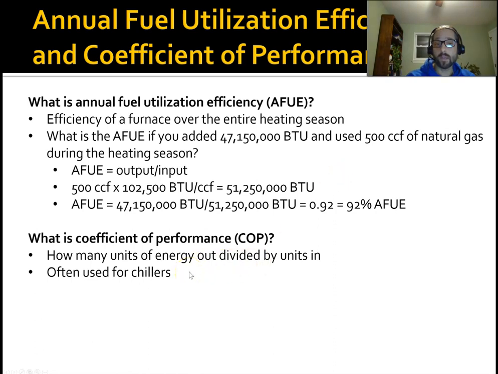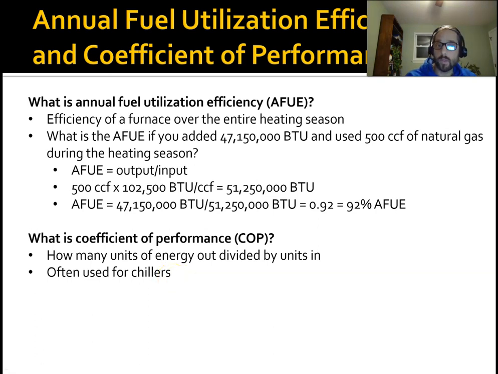COP, on the other hand, this is a little bit different. This is unitless, and it's nice. It's very intuitive because it's basically what you're getting out of it compared to what you put into it. Again, this is often used for chillers. So you want a COP of greater than 1. I mean, chillers should be operating at 2 or even 3 COP. You can even get upwards of 4 and 5 for really, really high efficiency chillers.